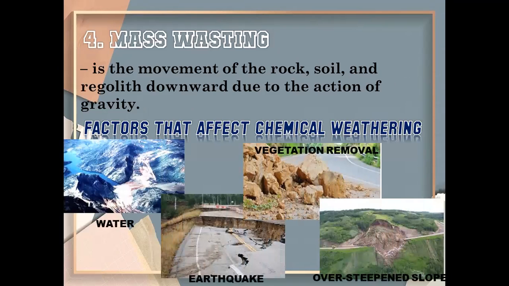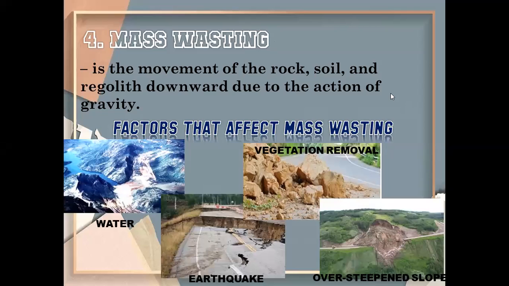Next is mass wasting. So for the mass wasting is the movement of the rock, soil, and regolith downward due to the action of gravity. So for the mass wasting, syempre may mga factors that affect of mass wasting yan, class ha. So, ayan. So, there are 4 factors that affect the mass wasting. First, water again. So, rainwater adds weight and acts as a lubricant to weathered materials. So, syempre, dahil from water, yung pag-agos niya. Diba?